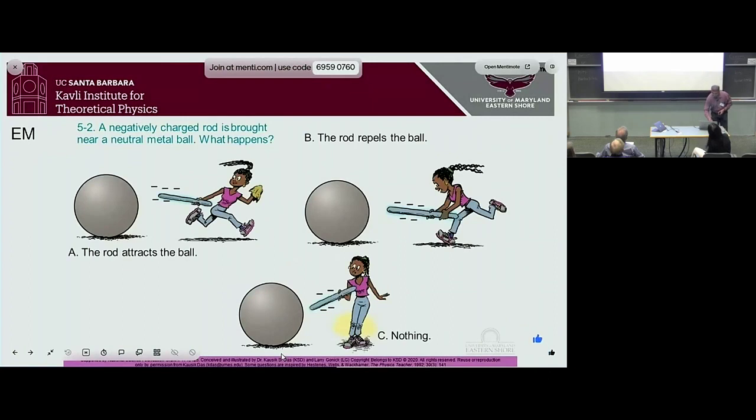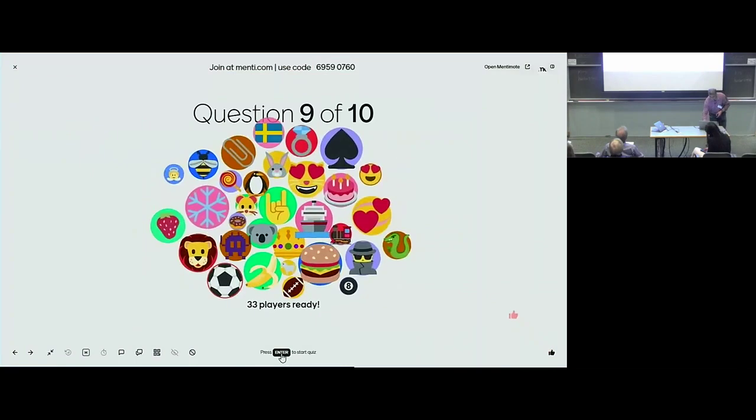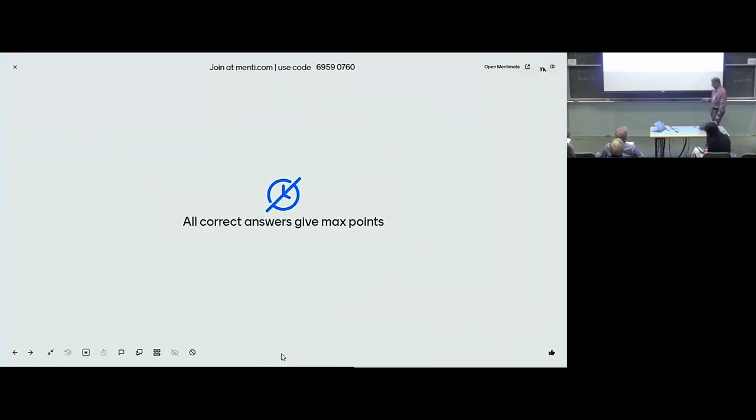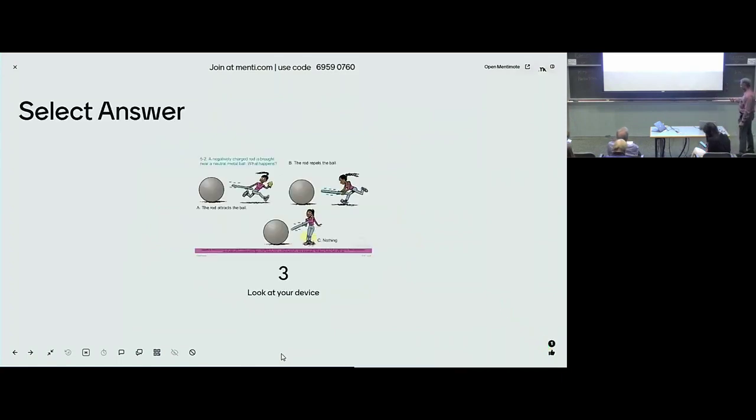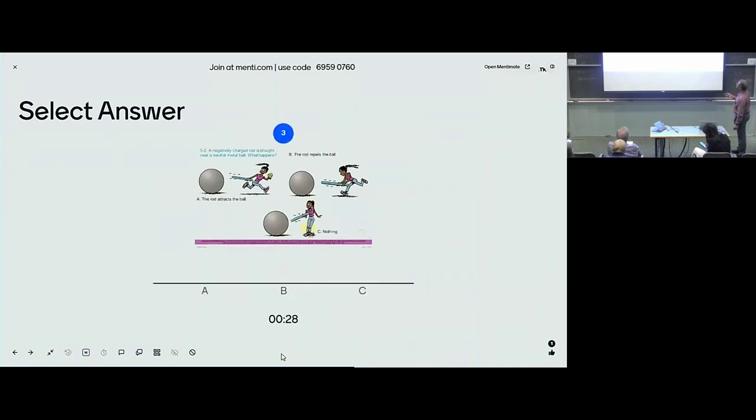So this is another question, moving on to EM. This is Bianca again, I believe. And she has a negatively charged rod, and this is a neutral metal ball. And she is bringing that negatively charged rod near it. So what will happen? The ball will start to roll towards her, it will repel the ball, or nothing will happen.